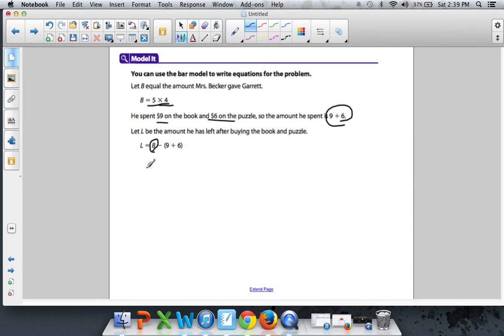5 times 4, B is actually 20. And then you go ahead and minus what's in this parentheses right here. 9 plus 6, which is 15. And like we did a couple seconds ago, 20 minus 15 equals 5. So I hope you're seeing that the main skills here are to be able to solve a multi-step problem, often by making up your own little equation that matches what's going on.